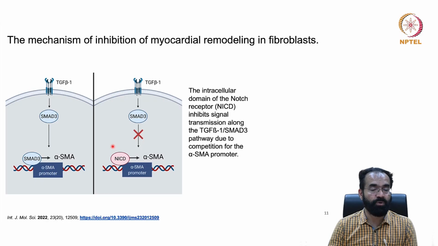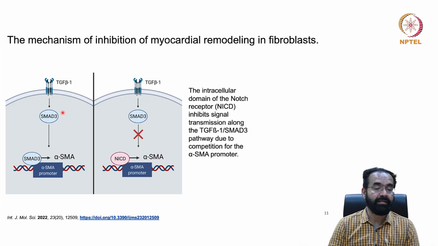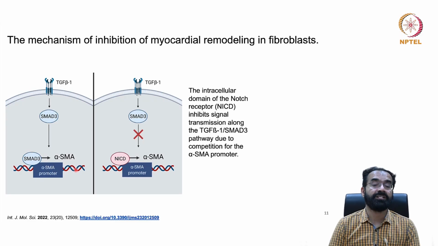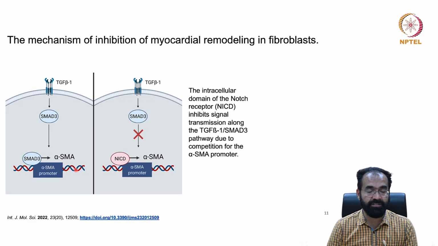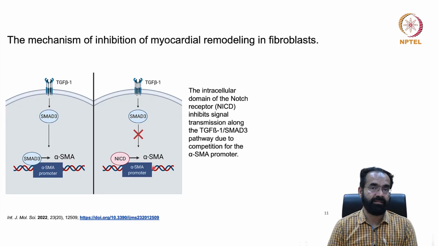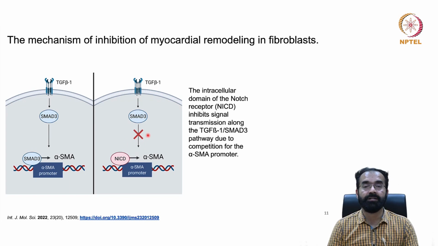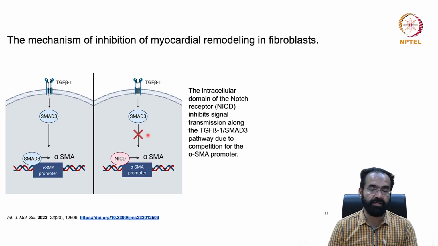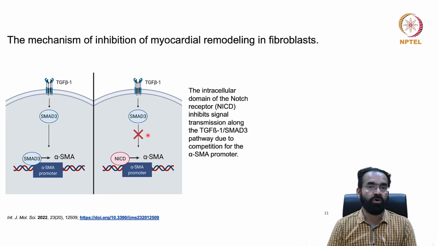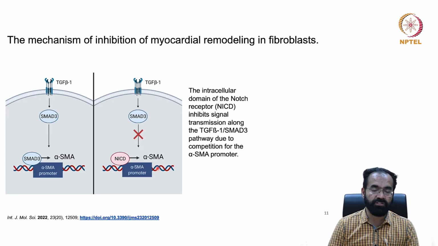alpha SMA promoter. Let us see, this is TGF beta, and when SMAD3 is activated, then normally it brings in alpha SMA. The gene will be turned on and expressed. But if the same cell has got NICD, it does not allow SMAD3 to bind onto the promoter. So in this process, it will alleviate the action of TGF beta signaling on the production of alpha SMA.